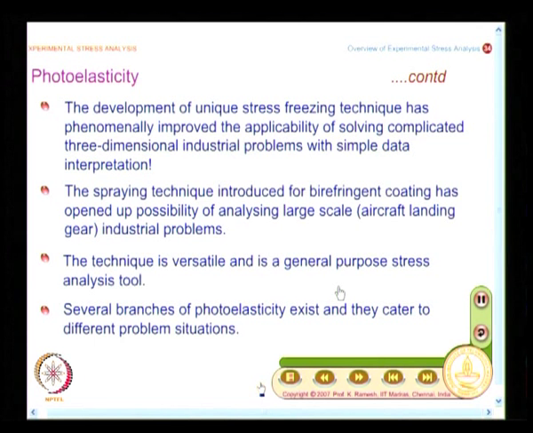And when you go to each of the techniques, what you will find is there are many branches. This is only a first level course on experimental stress analysis. I would essentially focus on strain gauges and photoelasticity because they are the most versatile, but we will have occasions to look at the physical principle behind other techniques, because each technique by itself is very vast.